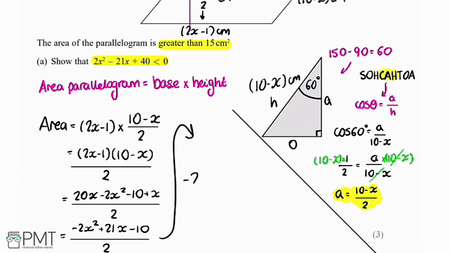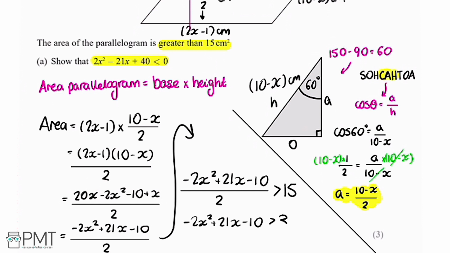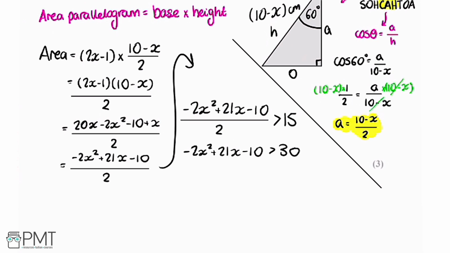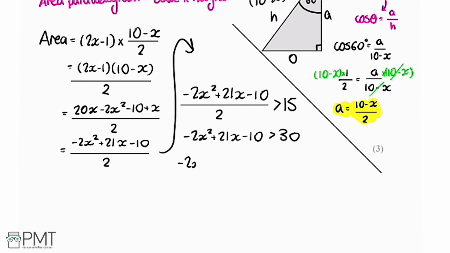We can say that (-2x² + 21x - 10) divided by 2 is greater than 15 centimeters squared. So if I multiply both sides by 2, we get -2x² + 21x - 10 is greater than 30. If I subtract 30 from both sides, we get -2x² + 21x - 40 is greater than 0.